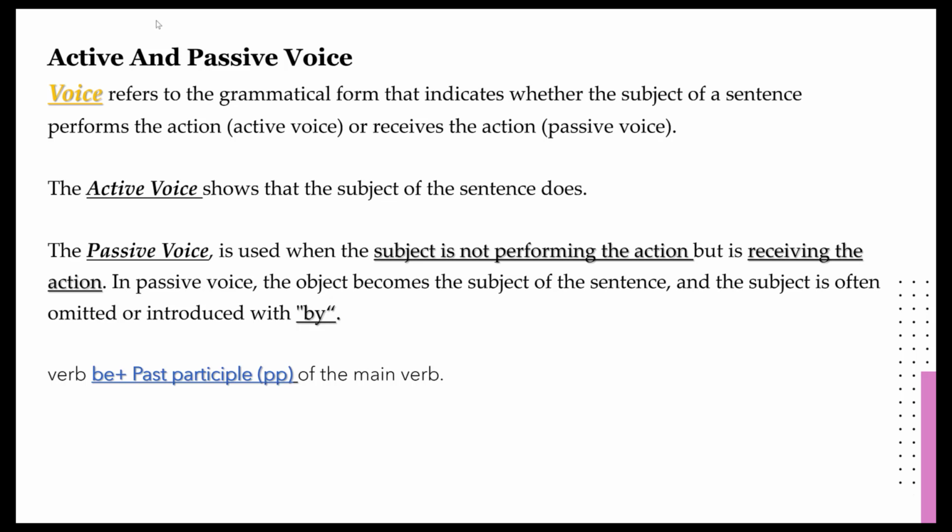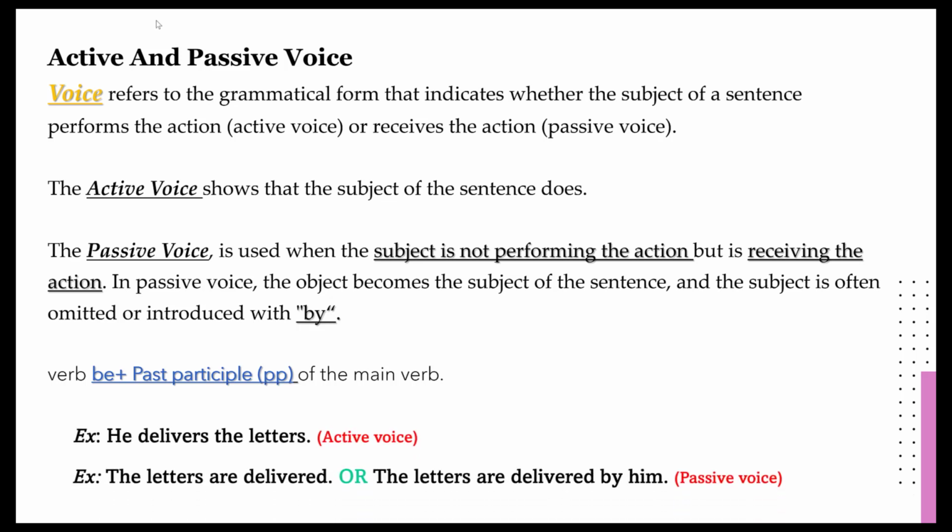Let's start with an easy example. He delivers the letters. This is an active voice sentence. The reason? Because he performs the action of delivering the letters. The next example, the letters are delivered. This is a passive voice sentence because the letters are receiving the action. To say who did the action we are talking about, we can use the preposition by and then we add the agent after by. So our passive voice sentence will be the letters are delivered by him.